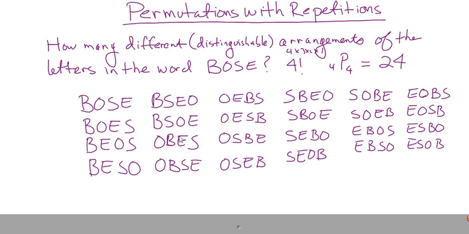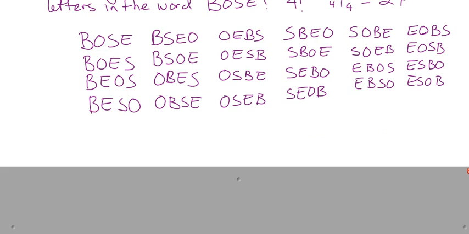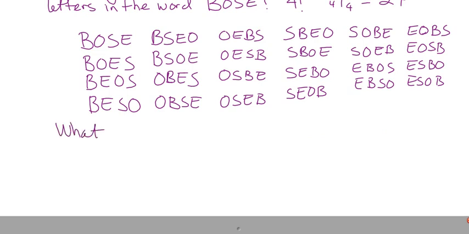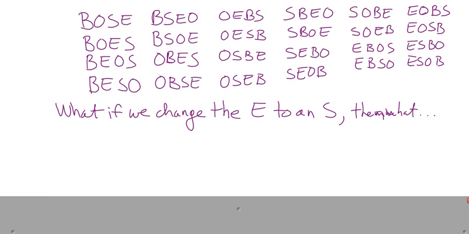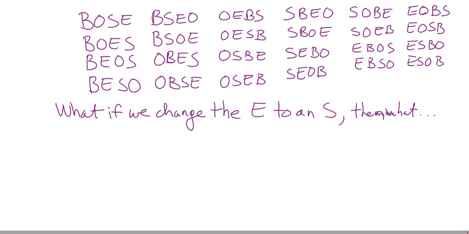So these are all distinguishable. The thing is, what if we change the E to an S? So let's do that. I'm going to rewrite these, changing every E to an S, and then we want to see how many different arrangements there are. Each of those was different, right? I didn't repeat anything, I don't think. So everywhere I see an E, I'm going to write an S.